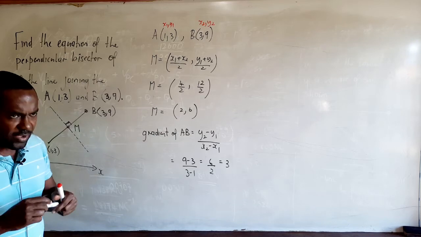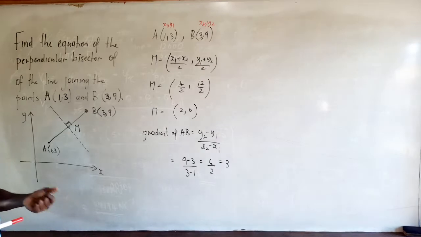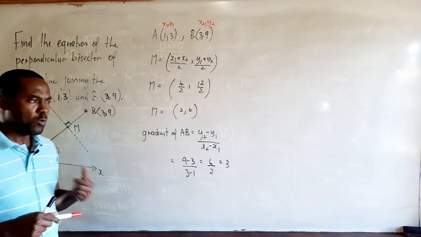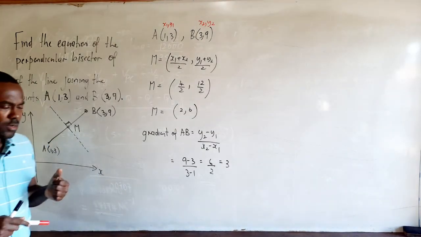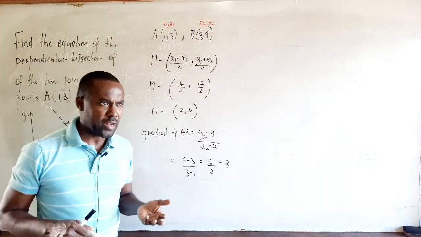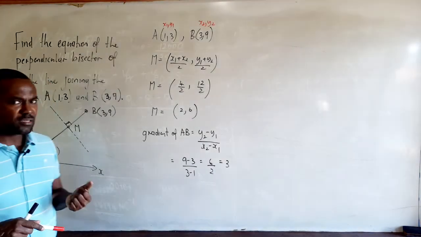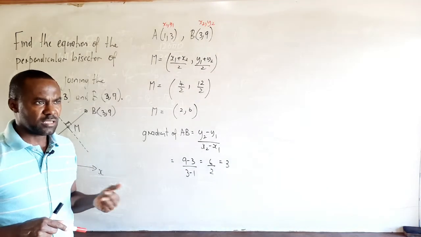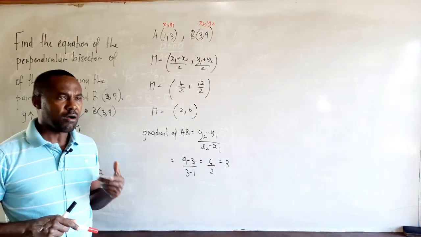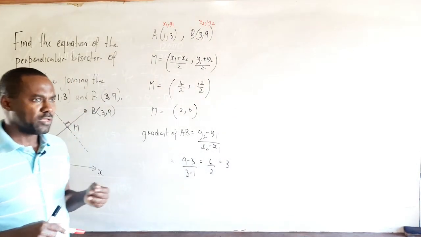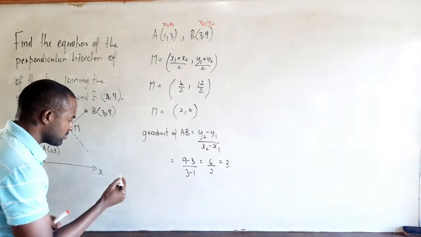But what we want to find is the equation of the perpendicular bisector of AB. So we already found the midpoint of AB, and now we need to find the gradient of the perpendicular bisector of AB. Now, from our knowledge of perpendicular lines, we know that if two lines are perpendicular, the product of their gradients is equal to -1. In other words, the gradient of one line is the negative reciprocal of the gradient of the other, right?